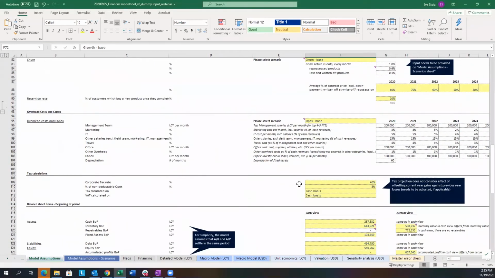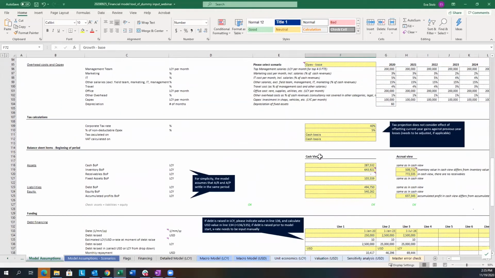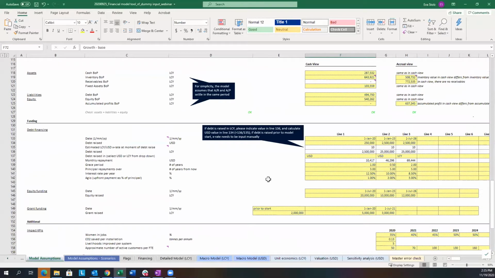Then here you can indicate the tax rates. You can also indicate whether you have to pay your taxes on a cash basis or an accrual basis. I will make an example of that shortly. Then here you can indicate what your balance sheet looks like when you start making the projections, so it's basically the balance sheet at the beginning of the model. Then here you can provide some inputs around the funding scheme, so around the debt, the equity, and the grants that you are planning to raise.